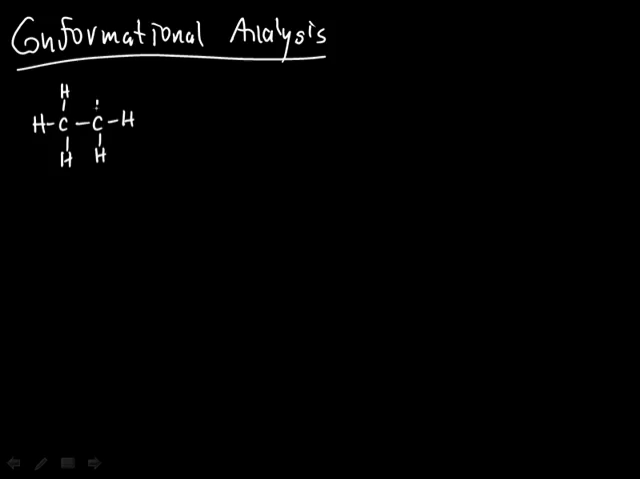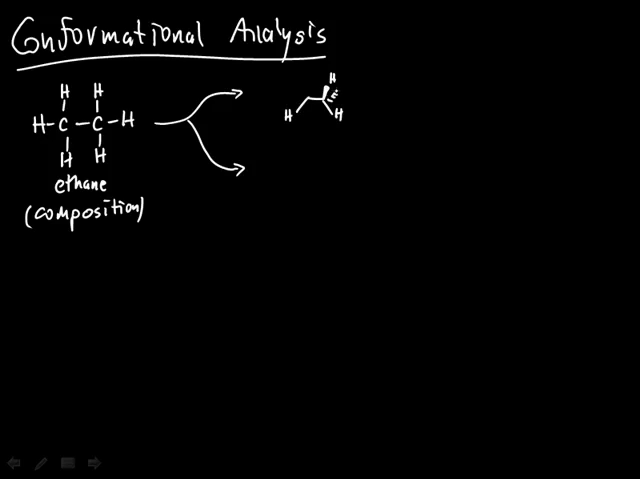For example, if you look at the structure of ethane, we may imagine something looking like this. And this structure would be something we would describe as composition. But implicit in this structure are at least two more detailed representations of ethane structure. One of them would be this eclipsed structure, while the other could be the staggered structure shown here.